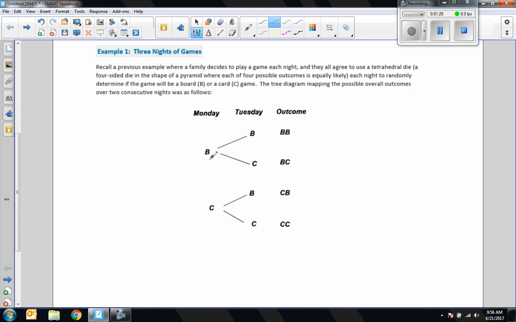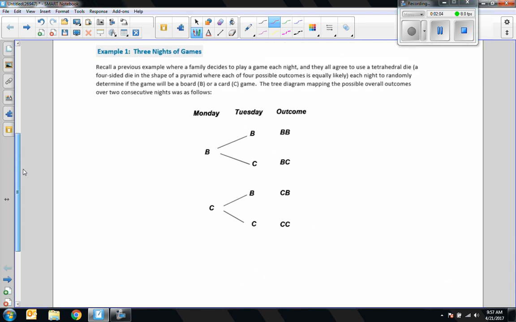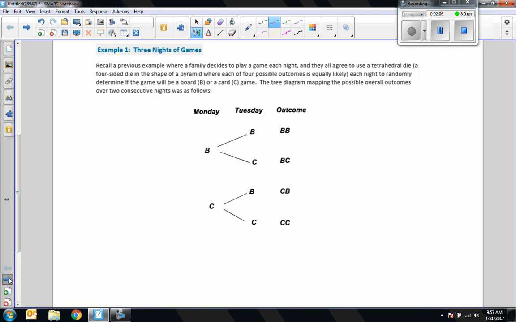So on Monday night, the possible outcomes would be a B for board game or a C for card game. Then on Tuesday, the possible outcomes could be B for a board game or C for a card game, and that could follow a Monday of a board game, and it also could follow a Monday that possibly could have been a card game. So the outcome would be a board game Monday and a board game Tuesday, or a board game Monday and a card game Tuesday, or a card game Monday and a board game Tuesday, or a card game on both Monday and Tuesday. Okay. So that's not really an example, that's just review.